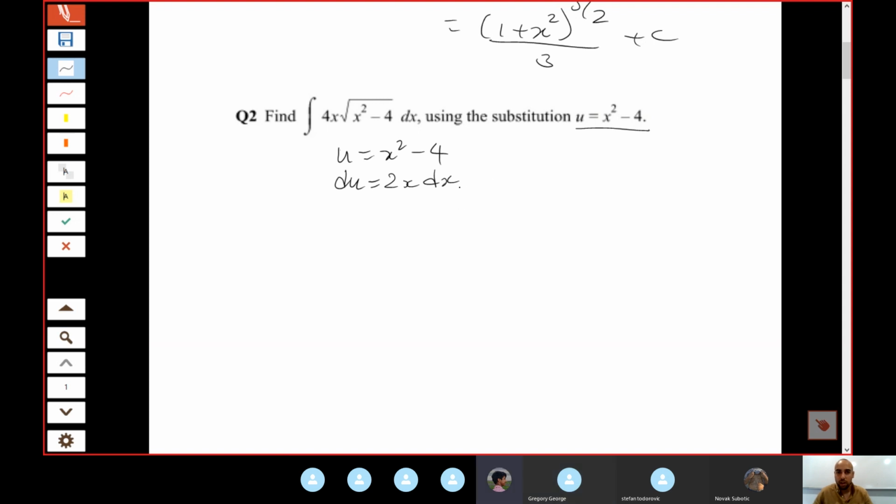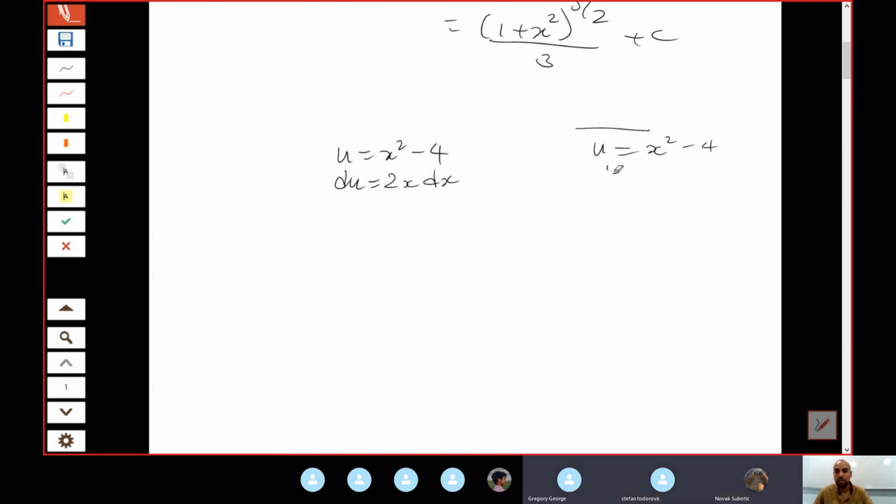If you're struggling with why I'm writing the dx on this side, like I said, u dash is the same as du on dx, and du on dx becomes 2x. But instead of having the x on this side, I want the x's on both sides. So that's technically what I'm doing there, all in the one line.